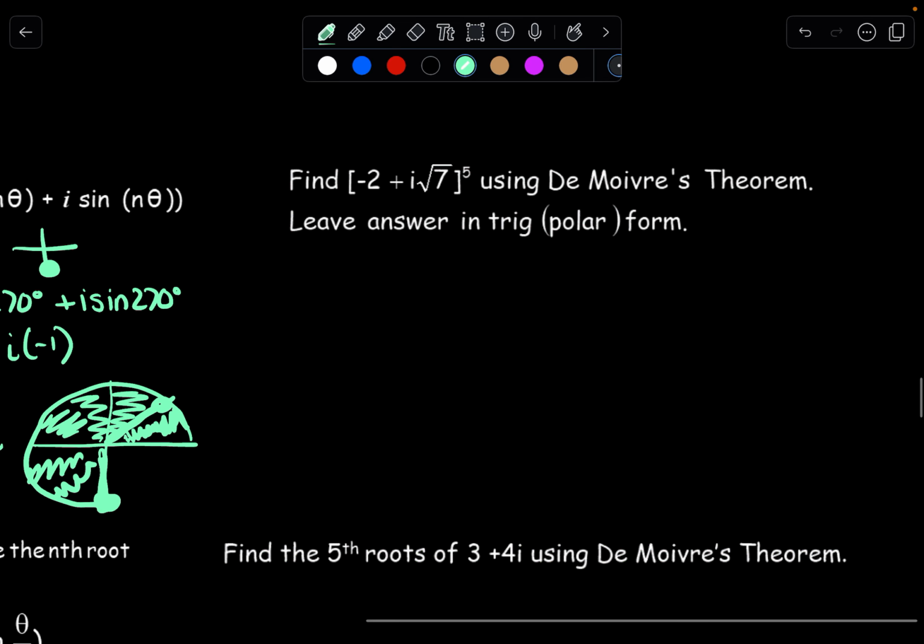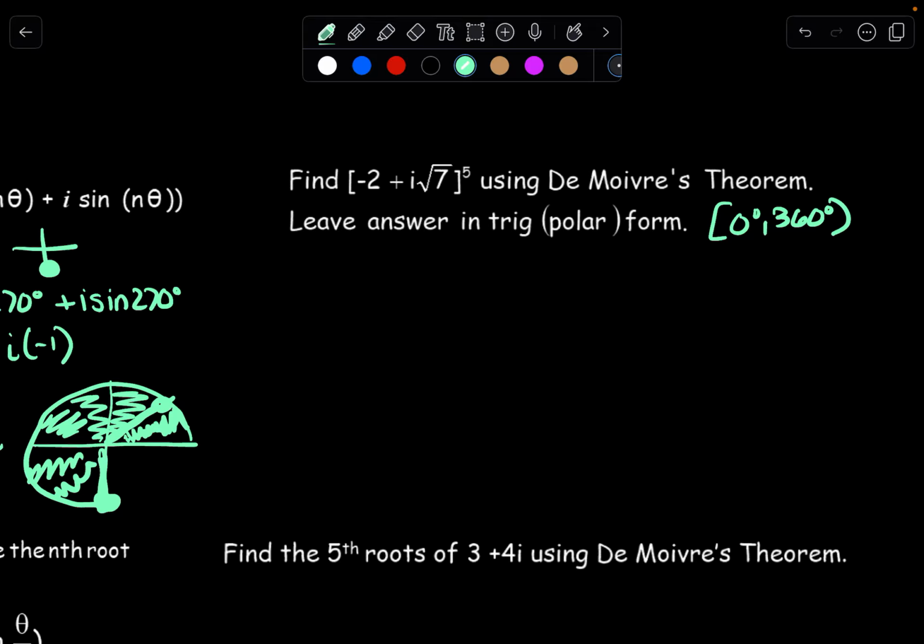This next one, it says find (-2 + i√7) raised to the 5th. Use DeMoivre's theorem, leave answer in trig polar form. So now in this one, we still have to convert to trig form, but we don't have to convert back to rectangular because it says we can leave it in polar or trig form. For this one, we will go from 0 degrees to 360 degrees. So we'll be in degrees again.